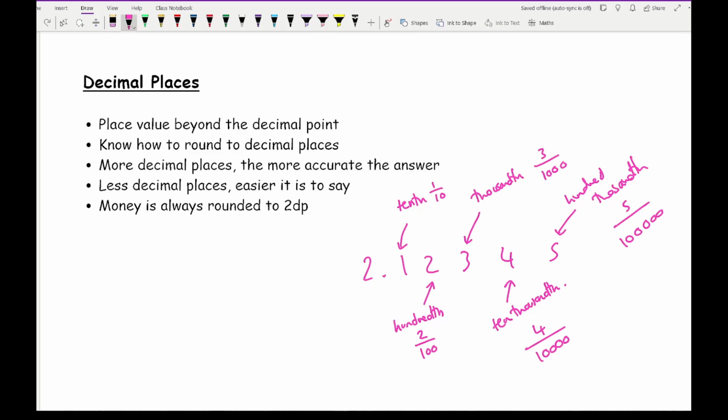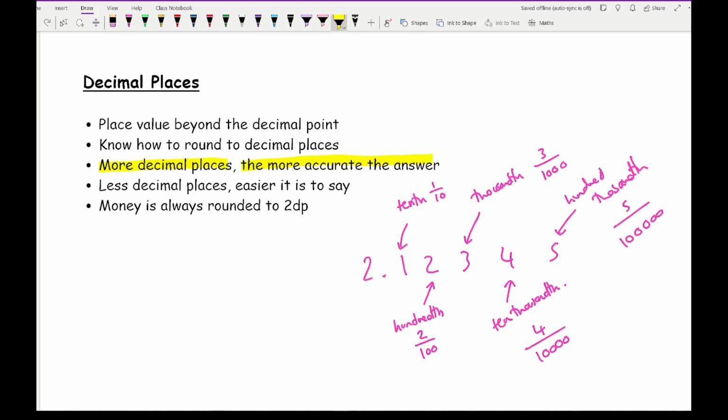The next one is more of a fact. So again, the more decimal places you've got, the more accurate your answer will be. So if a question says, how could you make your answer more accurate? Include more decimal places in your answer. But also, why would you round a number up if it makes it less accurate? Well, having a number rounded makes it a lot easier to work with and also a lot easier to say.